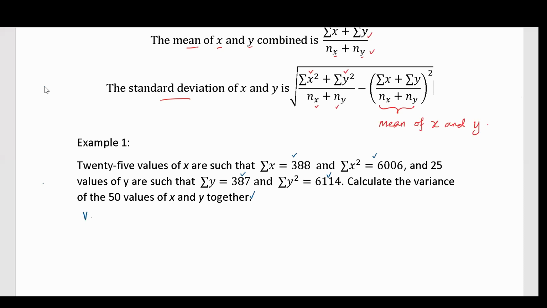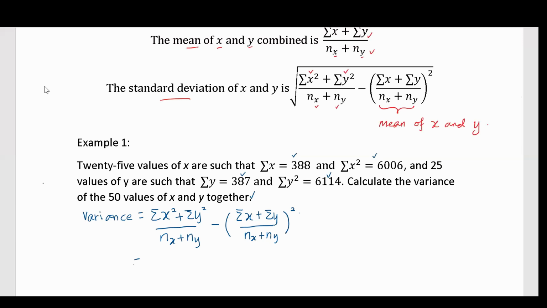So in order to find out the variance, we do not have to square root it. So according to the formula we have, let me write it down. Minus the mean of the x and y, right? So with sigma of x plus sigma of y divided by the total of the sample size, bracket and square. With all the info given, we should be able to get the variance of these 50 values.